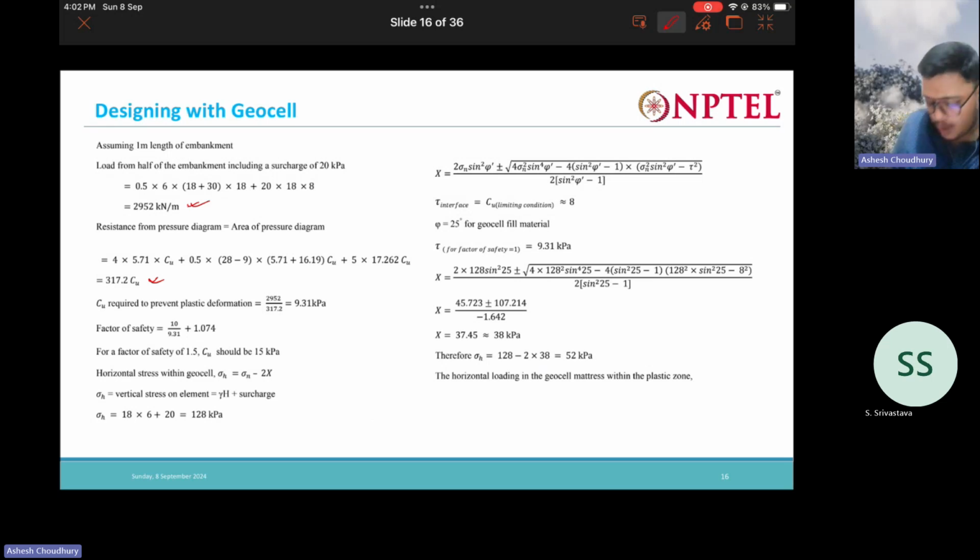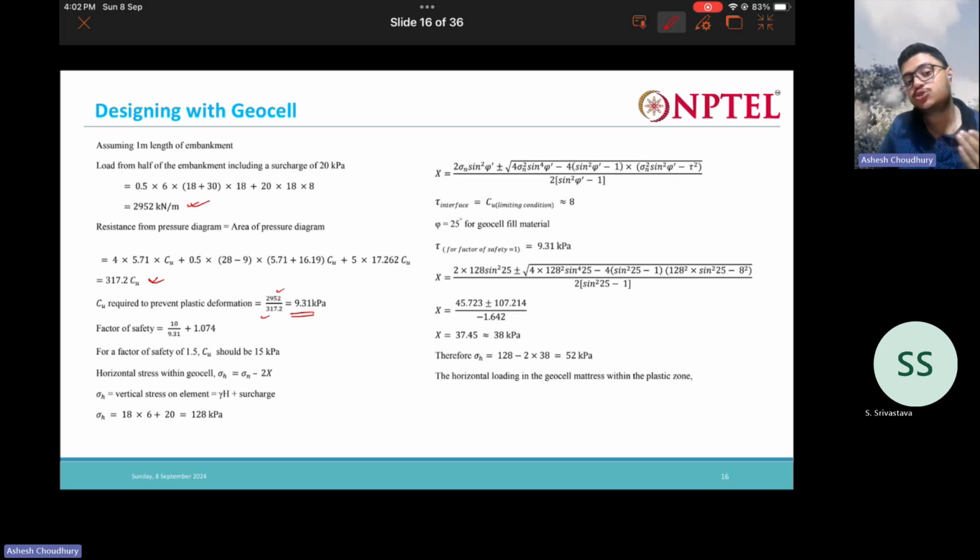Now the Cu of the soil required to prevent plastic deformation is nothing but this divided by this, so you get 9.31 kPa. 9.31 kPa is the required Cu of the soil to prevent plastic deformation. This is the safe value of Cu. But our soil is 10 kPa.